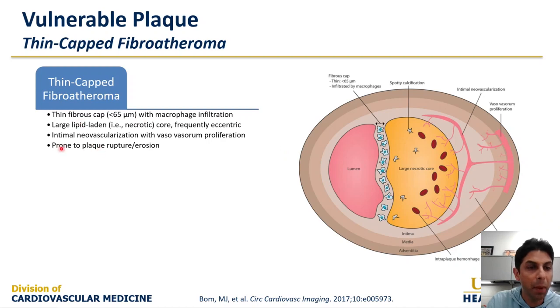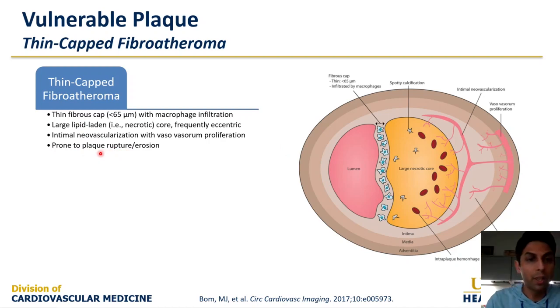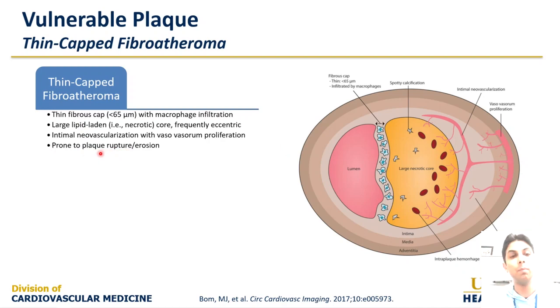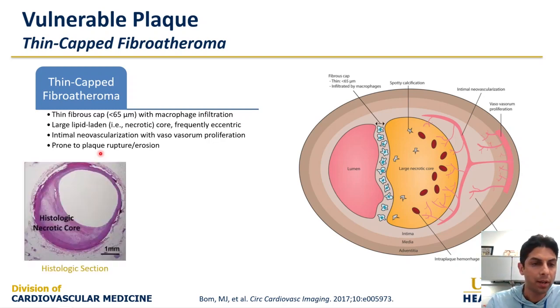Again, this type of plaque is prone to plaque rupture or erosion. We talked about how plaque rupture occurs more frequently than plaque erosion and is more commonly responsible for an acute coronary syndrome. Now, here's a histology slide, or histologic section, of a thin cap fibroatheroma, which I want you to be able to recognize because it does appear on Step 1.